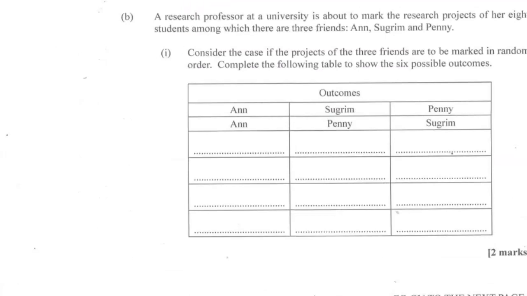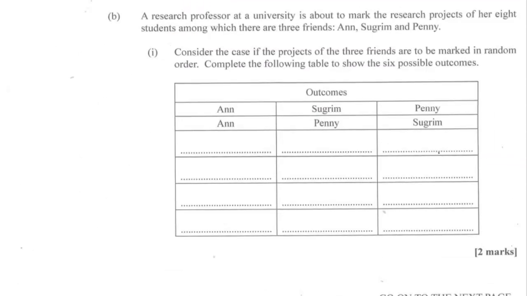A research professor is about to mark the research projects of her 8 students, among which there are 3 friends, Anne, Sugrim, Penny. Consider the case if the projects of the 3 friends are to be marked in a random order. Complete the following table to show the 6 possible outcomes.